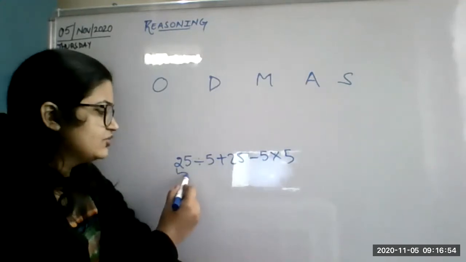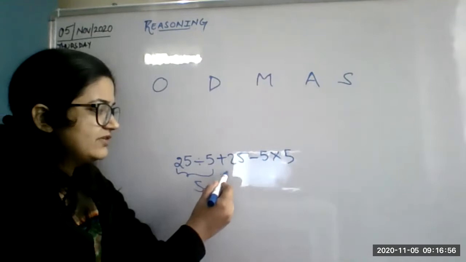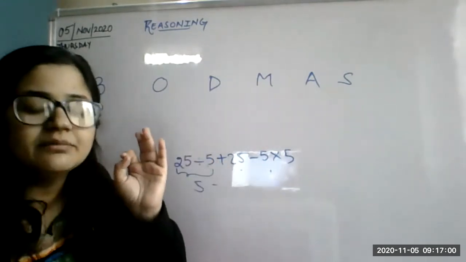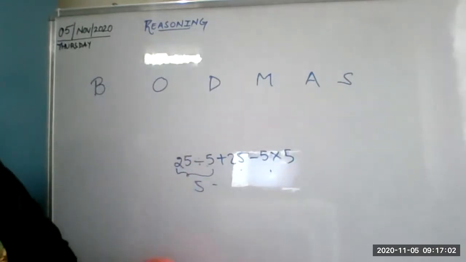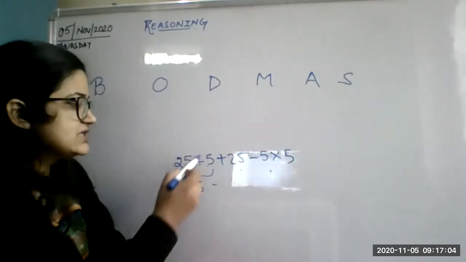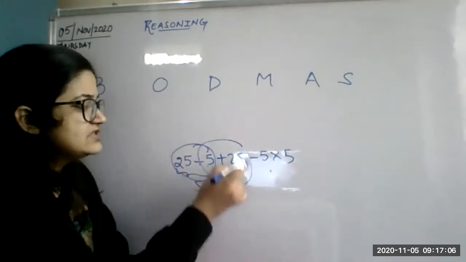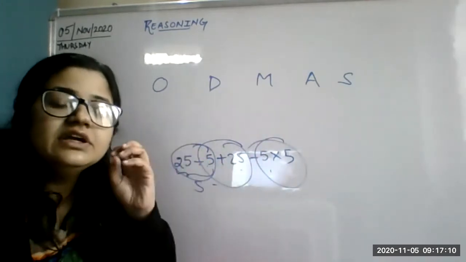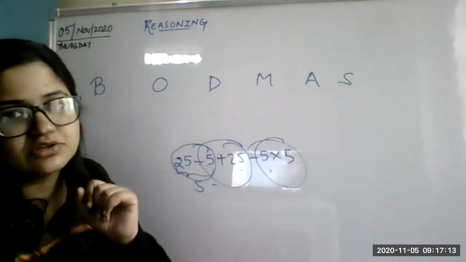Most of you, I know, will do it like this: first solve the first part, then the second, then the third. That will be completely wrong. We cannot solve any question like this. The answer will be different in each and every case if you solve like this.